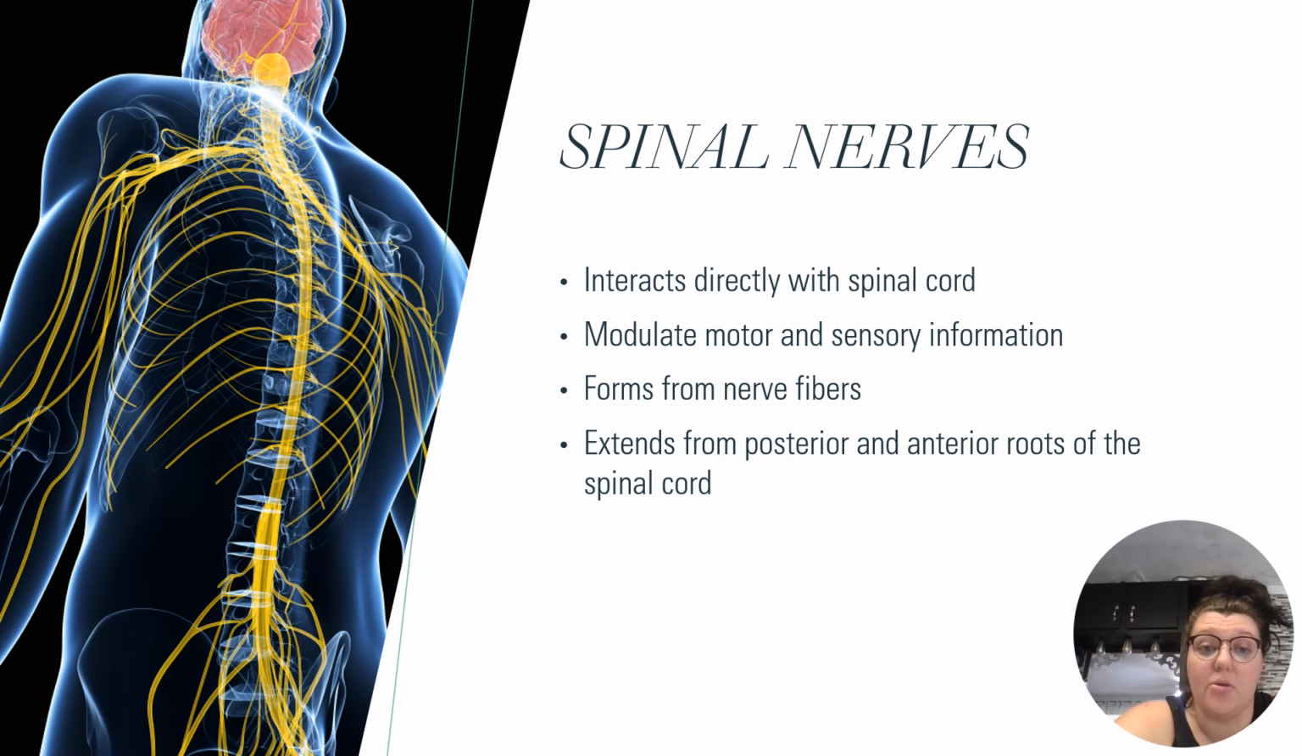Next, we're going to talk about those spinal nerves. These interact directly with your spinal cord. These also modulate motor and sensory information. They form from nerve fibers, and they extend from the posterior and anterior roots of the spinal cord. I have a picture over here on the side, and you can see at the bottom of the spinal cord, they branch off. And then as you come to the top of the spinal cord, they branch off. Pretty neat.